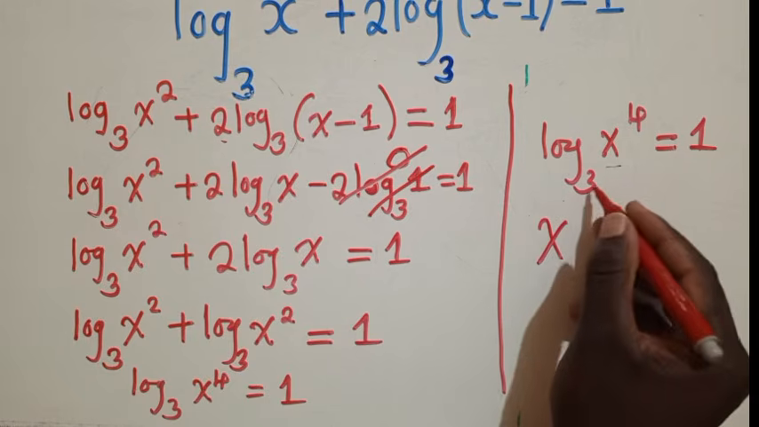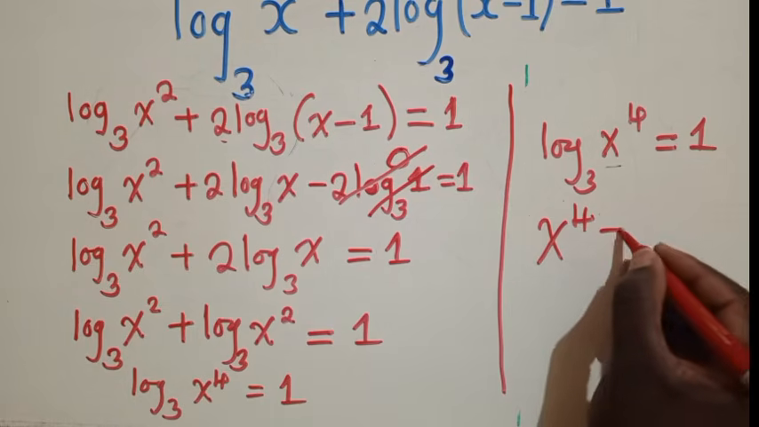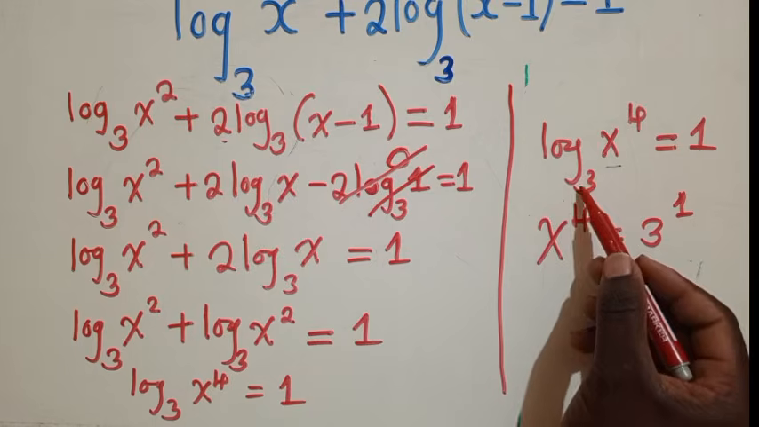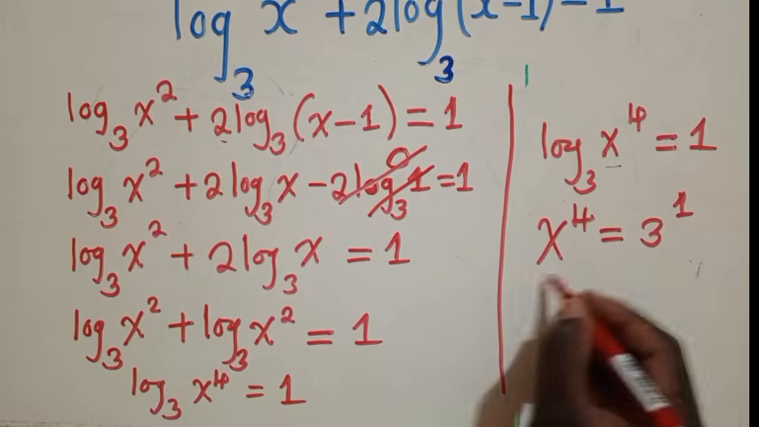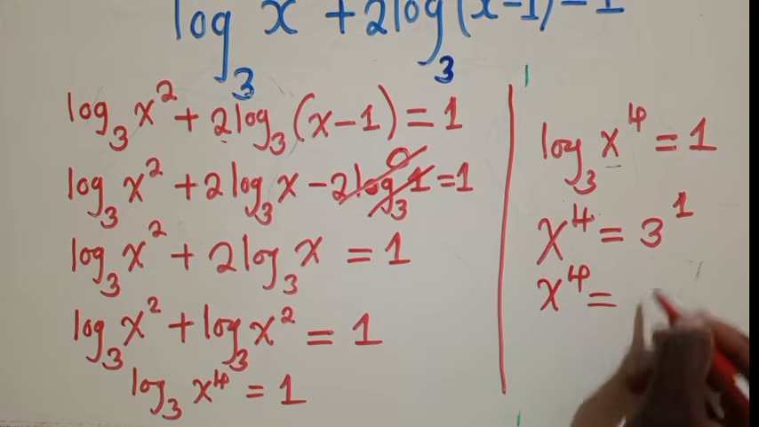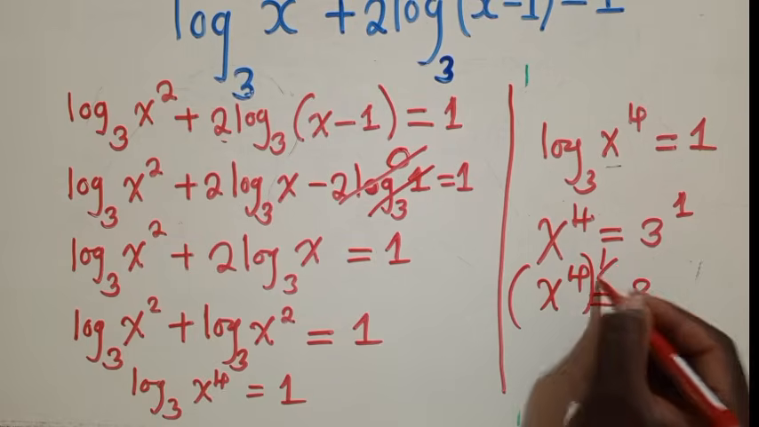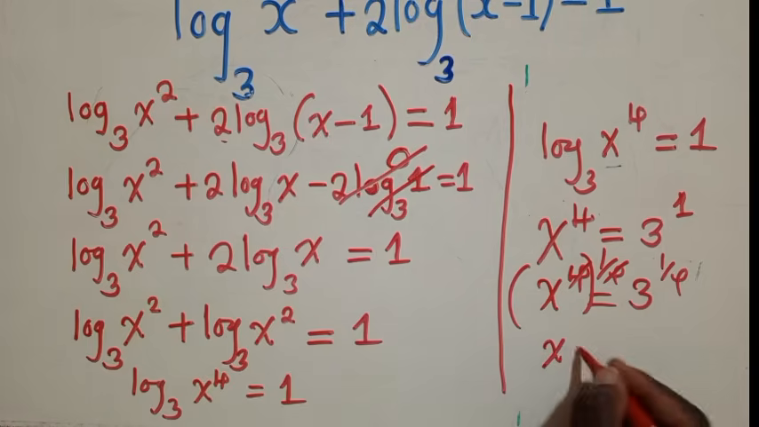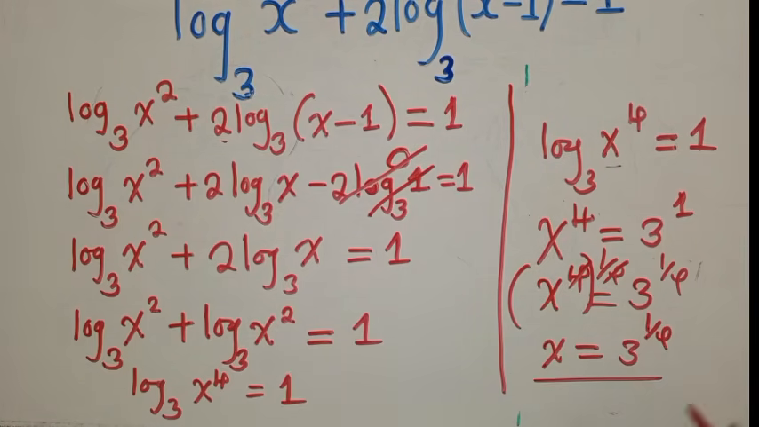To solve, we shall say x^4 is equal to 3^1. This is how it is done here. This 3 will come to this side, and then this will turn into a power. To solve for x, we know that 3 to the power 1 is just 3. We apply the inverse, so this and this will go. We shall remain with x is equal to 3^(1/4). This is our solution.